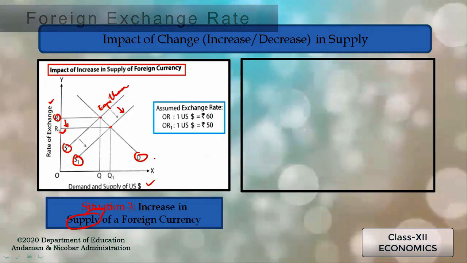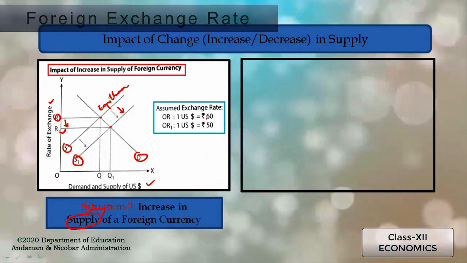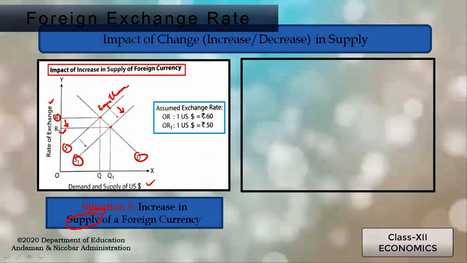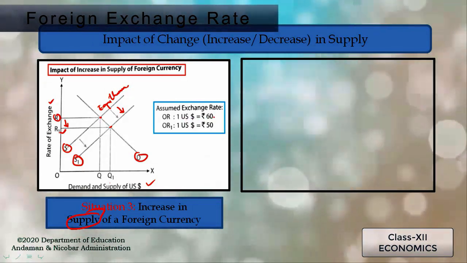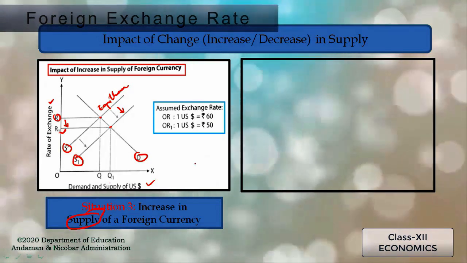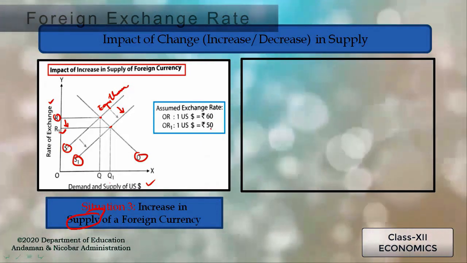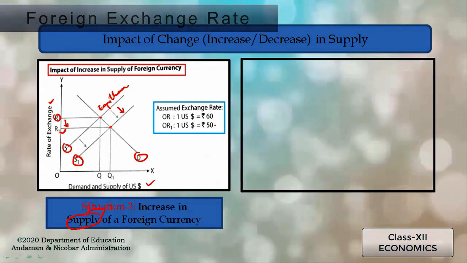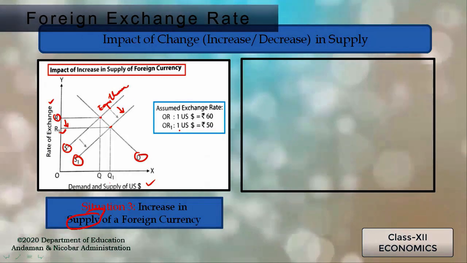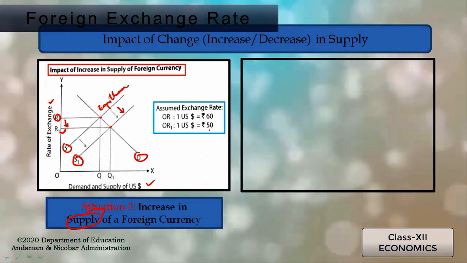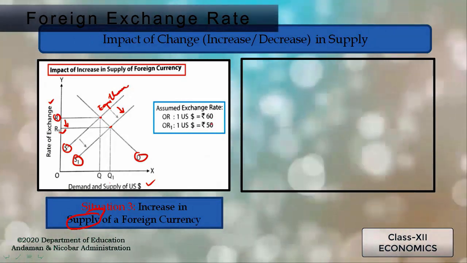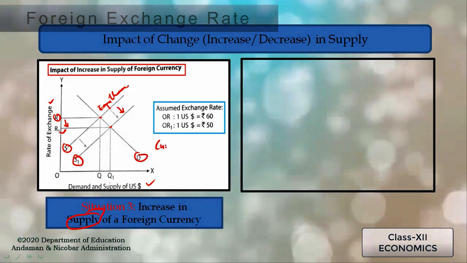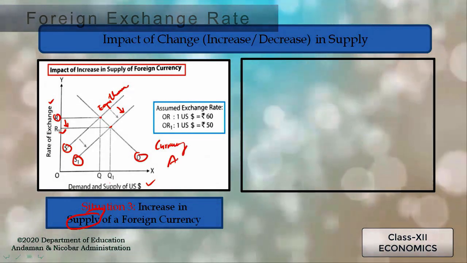So when the exchange rate decreases, again we can see here that 1 US dollar was equivalent to 60 rupees previously. But due to the increase in the supply of foreign currency, the domestic currency, that is the rupee, gains and its value increases. So again here we can see that for 1 US dollar we are paying only 50 rupees in place of 60. So what can we call this situation? Again here we have currency appreciation.